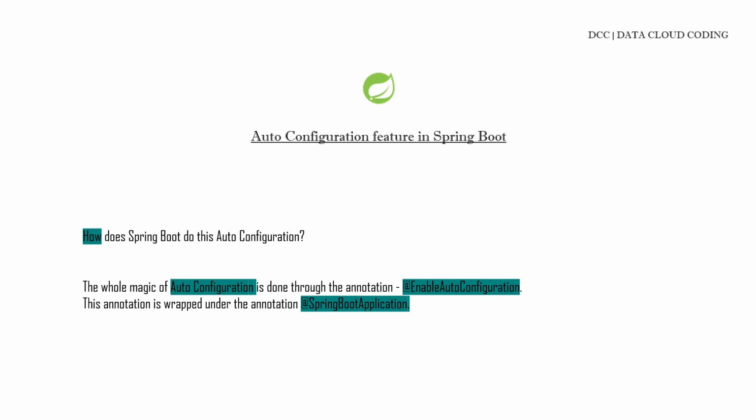So how does Spring Boot do this auto configuration? If you look at the slide, the whole magic of auto configuration is done through the annotation @EnableAutoConfiguration. And this annotation is wrapped under the annotation @SpringBootApplication. We define the Spring Boot application main class with @SpringBootApplication, and the EnableAutoConfiguration annotation is combined under the main SpringBootApplication annotation. Using this, Spring Boot takes care of the auto configuration in our applications.